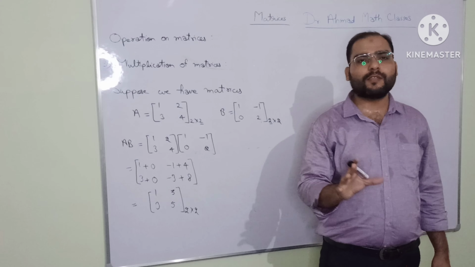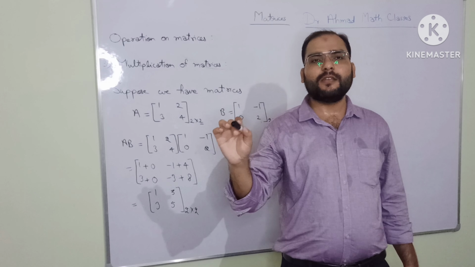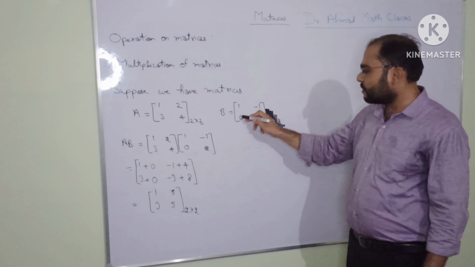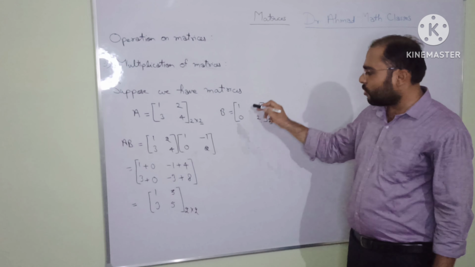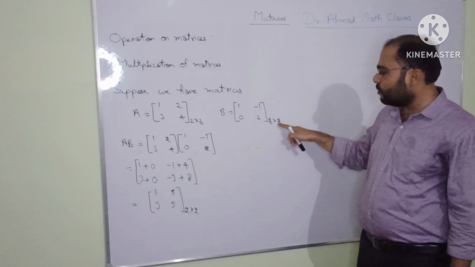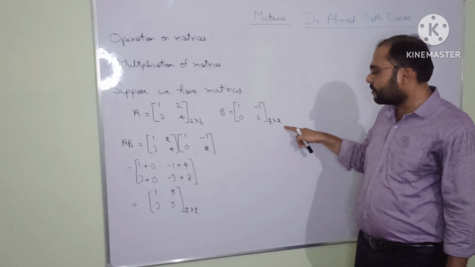Order of a matrix is equal to the number of rows multiplication sign number of columns. Like the number of rows of this matrix is 2 and the number of columns of this matrix is also 2. So the order is 2 into 2. We will write it as 2 into 2 but we'll read it as 2 by 2.